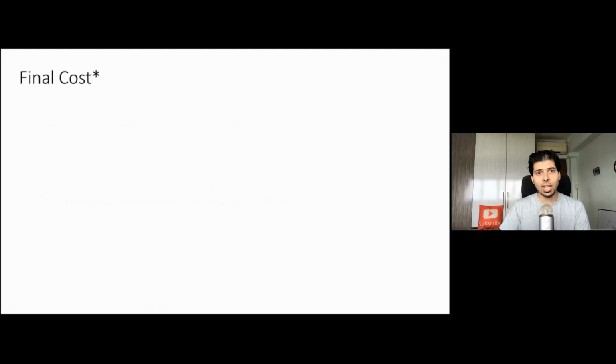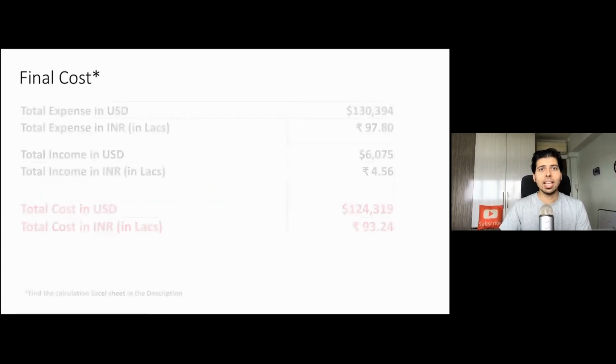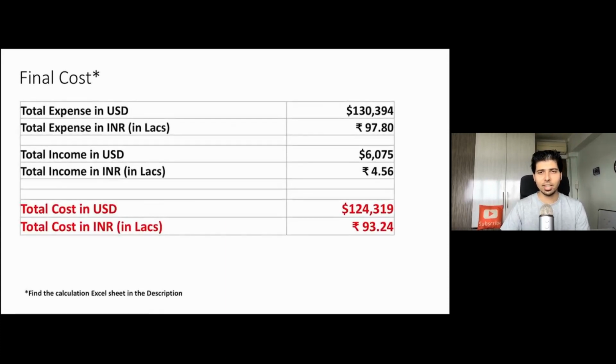So now we are in a good position to do the final calculation based on the expenses and the income. So the total expense that we calculated was 130,000 US dollars, while the income is around 6,000 US dollars. So if we calculate the differences, we'll be able to find the total cost of an Oxford MBA, which will come out to be 124,000 US dollars, or 93.24 lakh Indian rupees. So this is a big amount of money, and it's an investment.